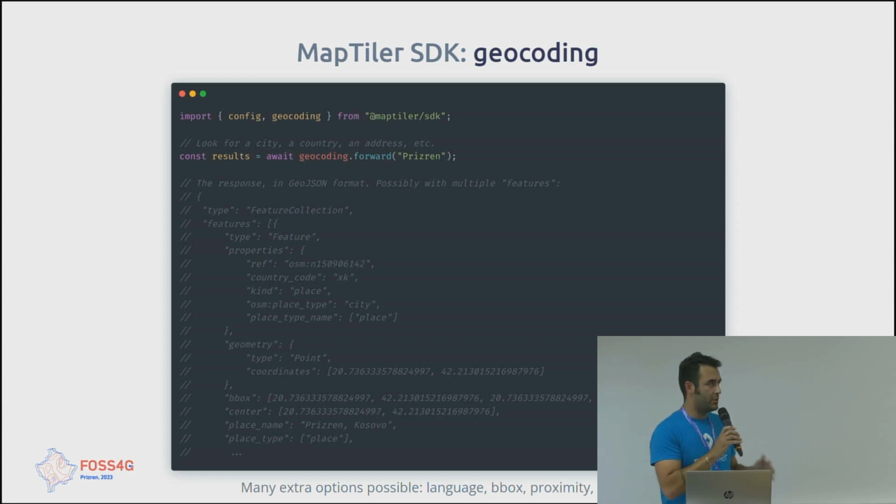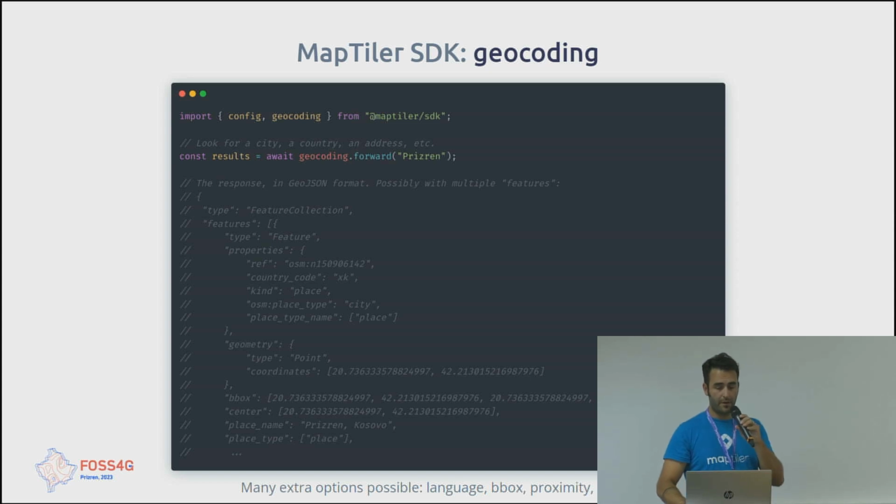Geocoding. In addition to displaying maps, we also provide API endpoint encapsulation. Instead of pinging one of our endpoints in a low-level fashion, you would have functions that encapsulate these calls. For example, here, geocoding.forward. If you look for Prizren, for example, you will have the response as a GeoJSON feature or feature collection, which is not exactly a top-level GeoJSON, so you still need a small encapsulation, but it's still a feature.